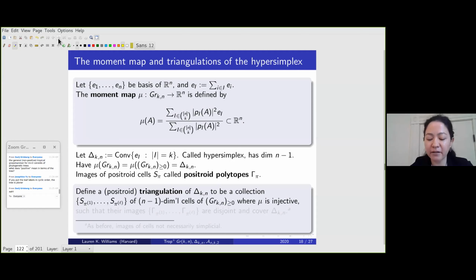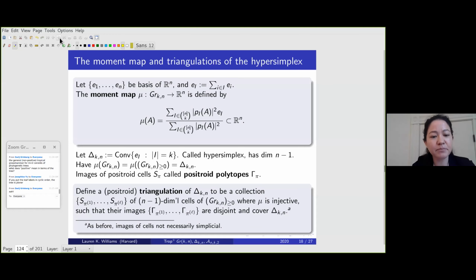So now, inspired by the definition of triangulation given by the physicists, we will define a positroid triangulation of delta k,n to be a collection S sub pi of n-1 dimensional cells of the TNN Grassmannian, where the moment map mu is injective and such that the images of these cells are disjoint and cover delta k,n. And as before, images of cells are not necessarily simplicial, so it's a sort of abusive notation language to call this triangulation.